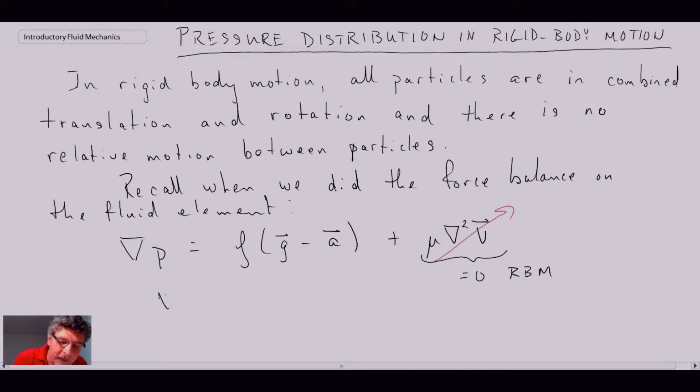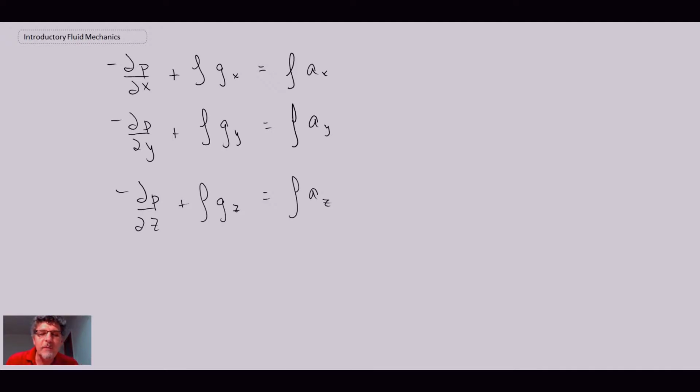And what we're left with then is the gradient of pressure is equal to the density times the difference between the gravity vector and the acceleration vector that our fluid may be going through. So let's expand that. When we expand the vector components, we have the gradient of pressure on the left, and I'm going to rearrange it. So we start with the negative of the gradient of pressure. Those become the equations that we're dealing with when we have rigid body motion.